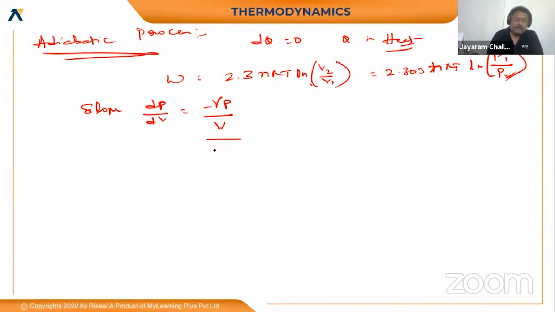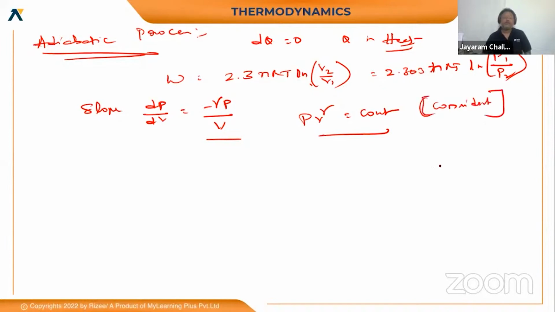Now coming to the adiabatic process. Here this is the slope. It does not obey that particular relation. So in the adiabatic process, what will happen? PV power gamma is equal to constant. We consider this as the condition.